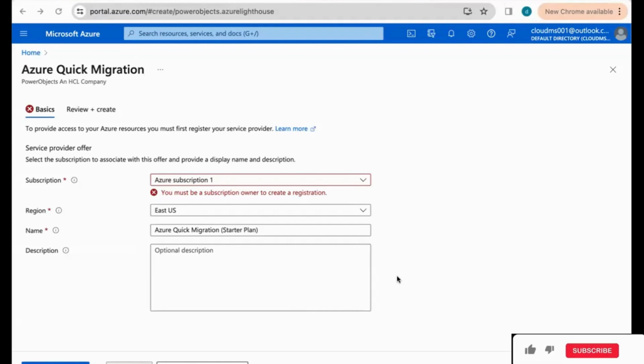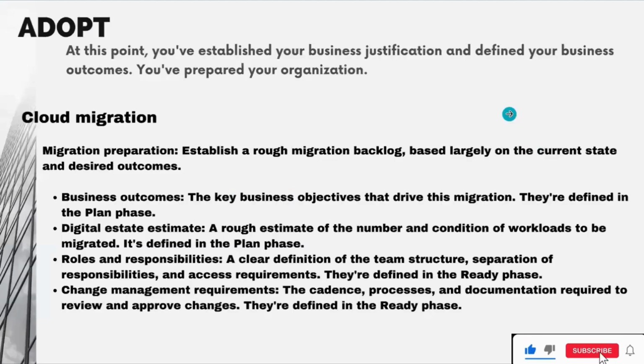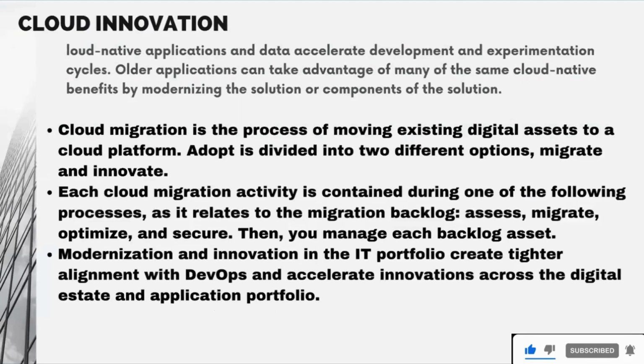So, what should we understand from cloud innovation? Okay, no problem. Cloud native applications and data accelerate development and experimentation cycles. Older applications can take advantage of many of the same cloud native benefits by modernizing the solution or components of the solution. So, cloud migration, what is this? The process of moving existing digital assets to the cloud platform. Each cloud migration activity is contained within one of the following processes: backlog, assess, migrate, optimize, and secure.